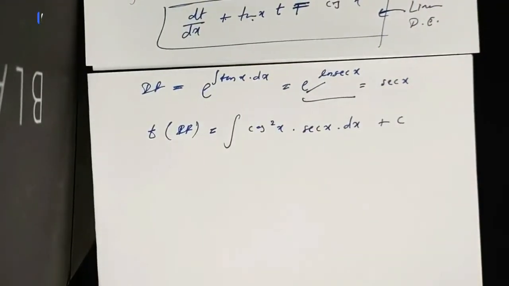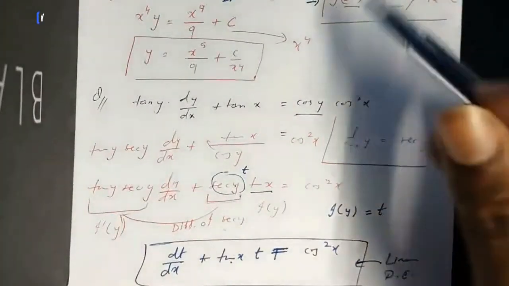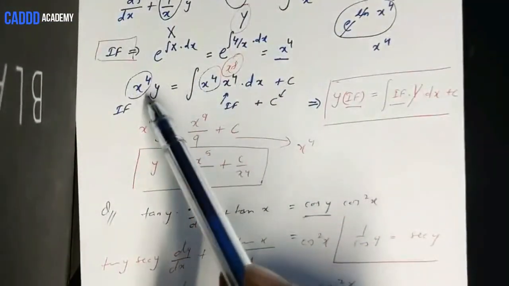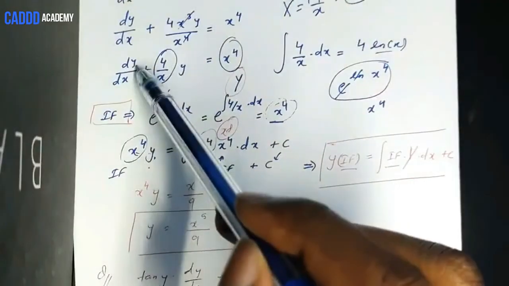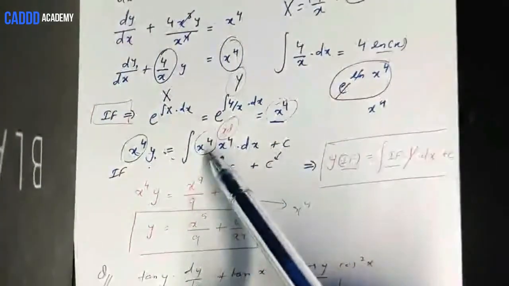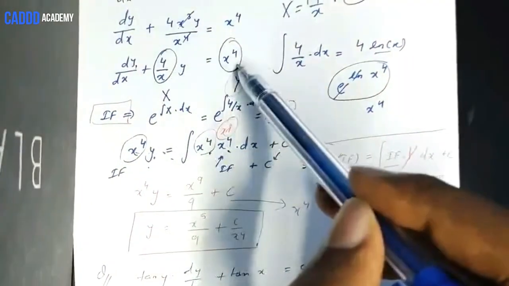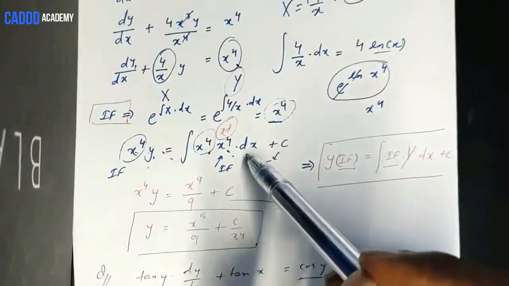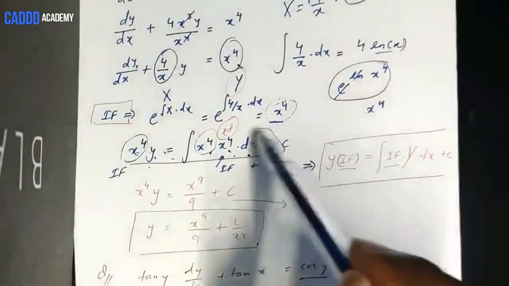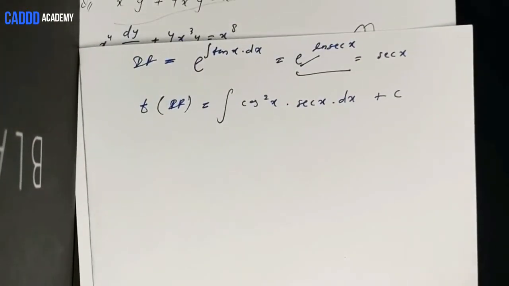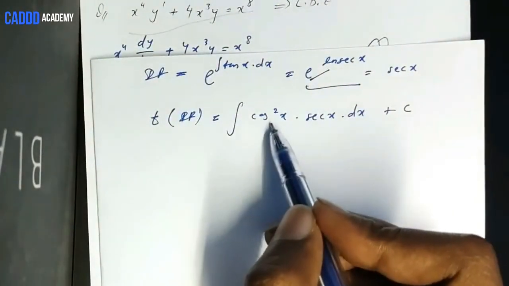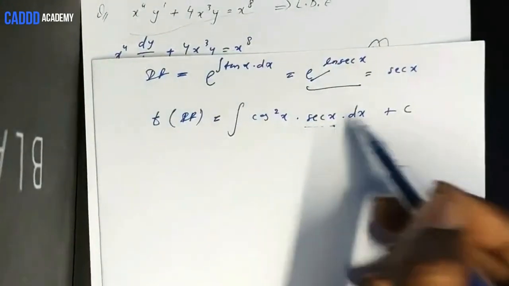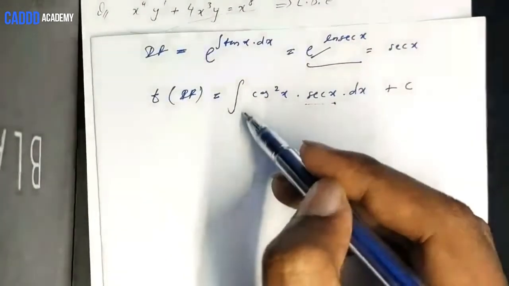We have done this thing here also, like we took integrating factor into y is equal to integrating factor into that function, this one y, into dx plus c. So this thing you have to learn. That same thing we did here, like we did t into integrating factor, and here cos square x into that integrating factor plus c, and this integration also.